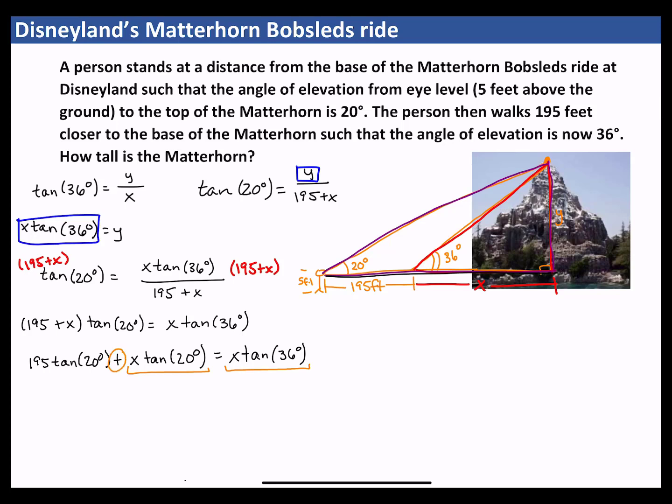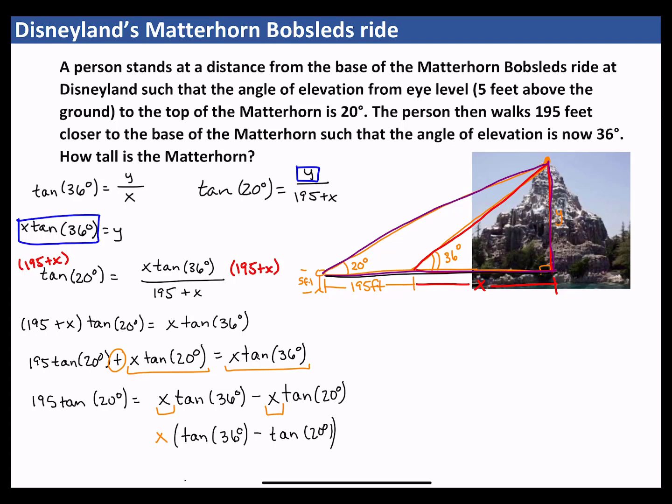We'll undo that addition. So we're going to have 195 times the tangent of 20 degrees equal x times the tangent of 36 degrees. And then, like I said, we're going to subtract x times the tangent of 20 degrees. From here you can see that both terms on the right contain an x, so we can factor out that x, and we'll be left with the tangent of 36 degrees minus the tangent of 20 degrees. That would all be multiplied by x, and that would all equal 195 times the tangent of 20 degrees.